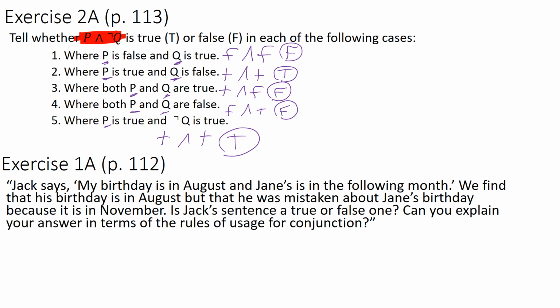Finally, exercise 1A from page 112. Jack says, my birthday is in August and Jane's is in the following month. We find that his birthday is in August, but that he was mistaken about Jane's birthday because it is in November. Is Jack's sentence a true or false one? Can you explain your answer in terms of the rules of use for conjunction?